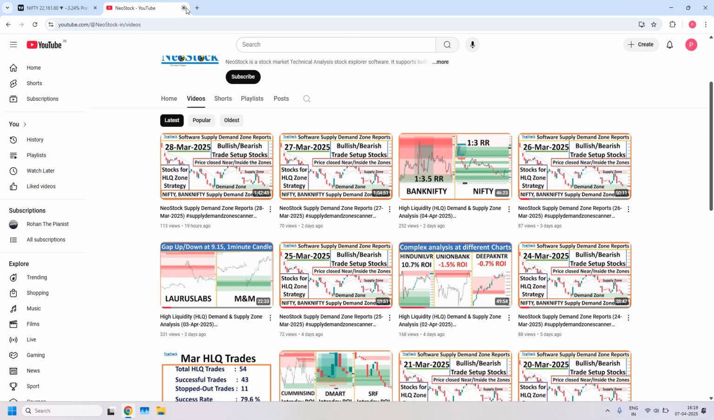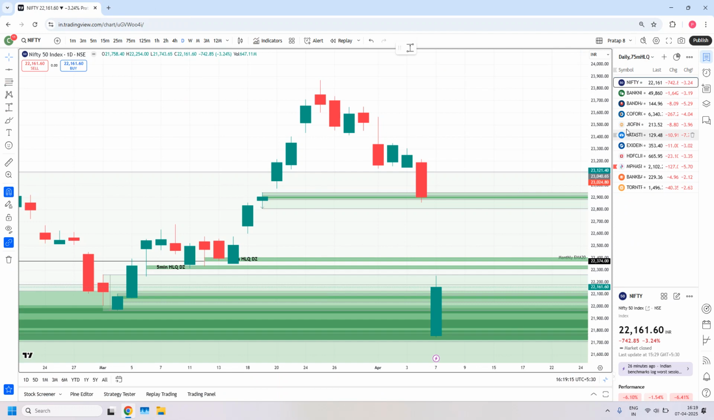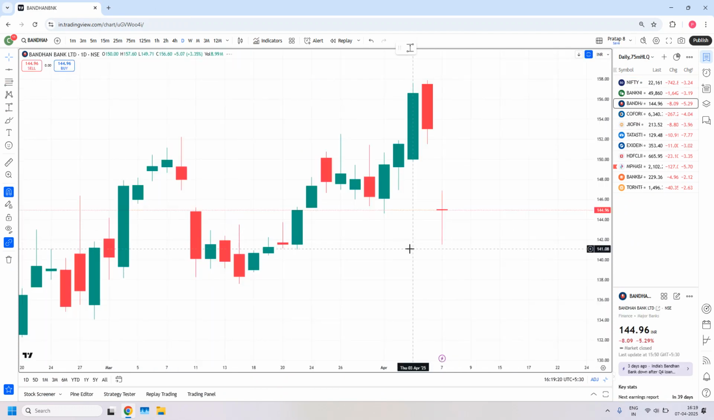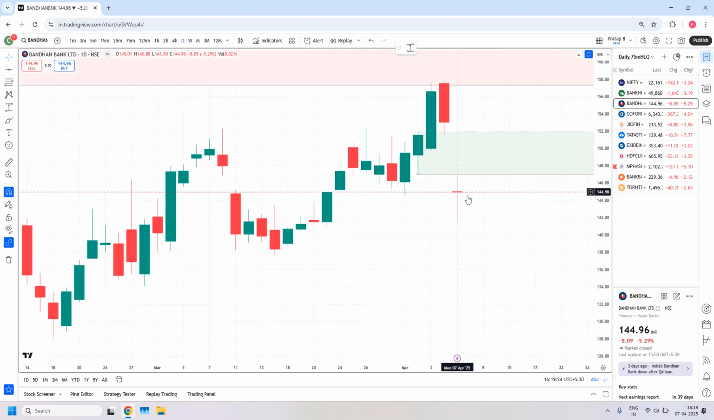So let's look into what happened to the HLQ zones first today. Now we are in the daily time frame. The first one is Bandhan Bank. See, market opened below the zone. It's gone completely.